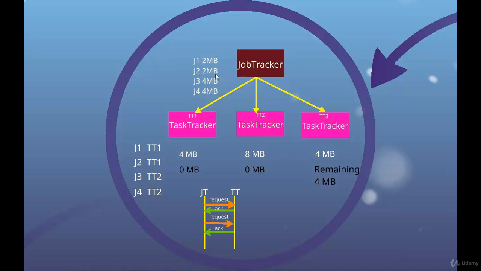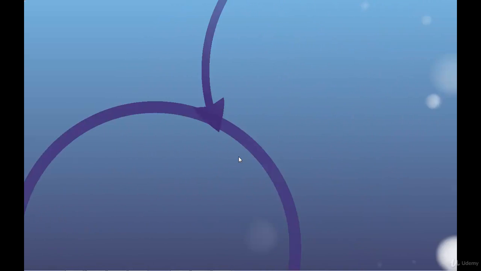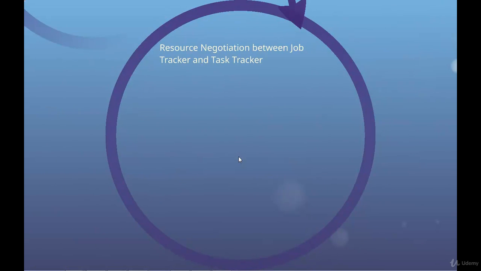Now when J3 comes, it's going to do the same thing. Can you serve this job? TT1 is going to say no. And it goes to the next task tracker available in the cluster to perform the job. So it's going to ask next TT2. Are you ready to take this job? TT2 is going to respond yes or no. What do you think? It will say yes. So the job gets scheduled to TT2. In a similar manner, the resource is being negotiated between task tracker and job tracker.